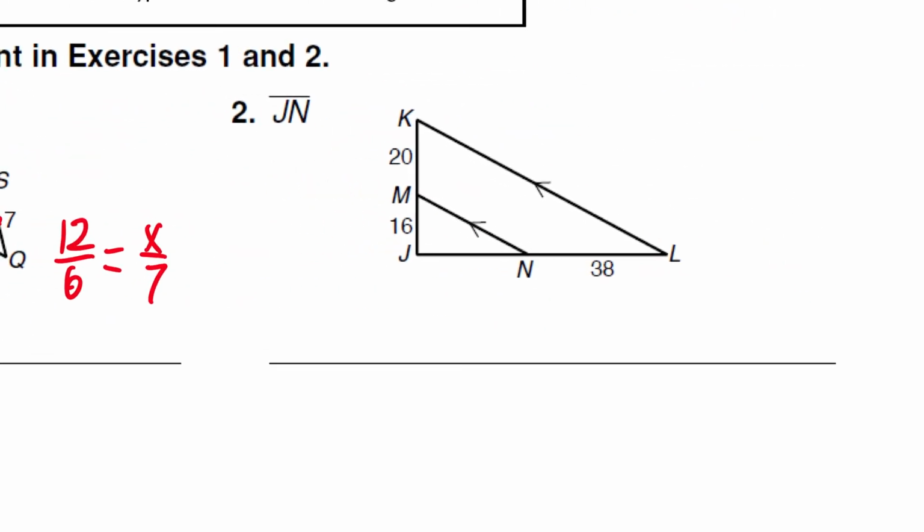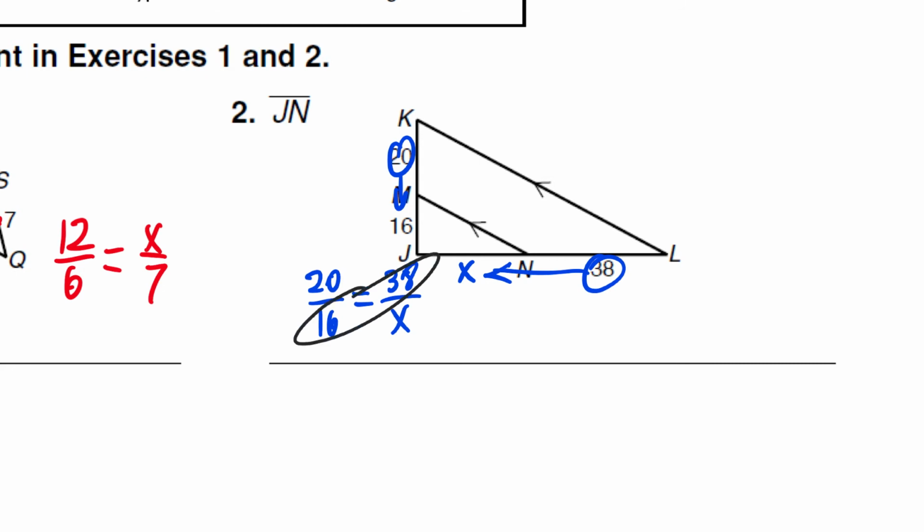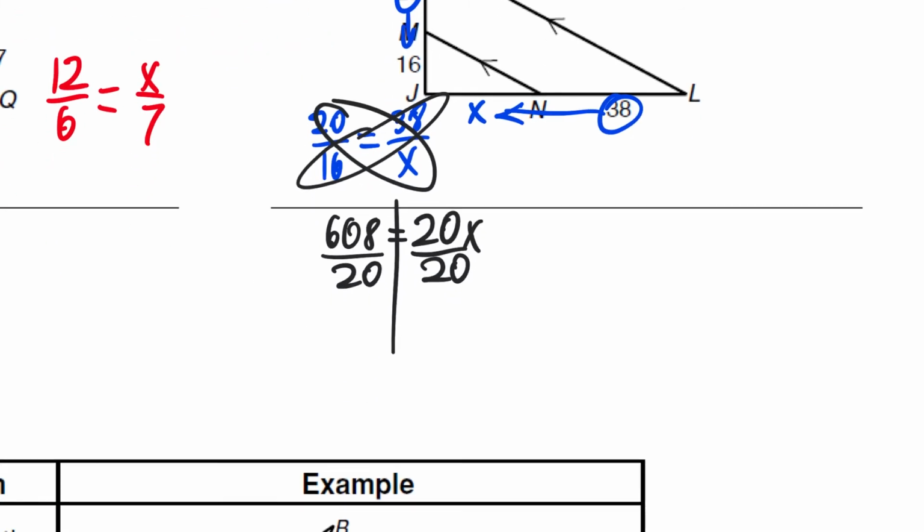Okay, so on number 2, we're looking for JN right here. Okay, so the 20 relates to the 16 in the same way that the 38 relates to the X. Alrighty, so 16 times 38 is what? 608. Okay, and 20 times X obviously is 20X, divide both sides by 20. And it does give a decimal, 30.4.